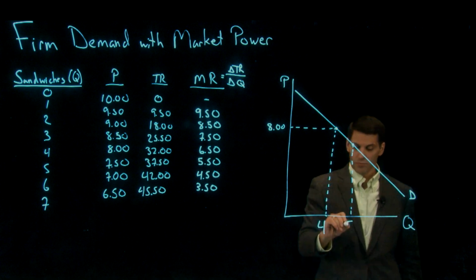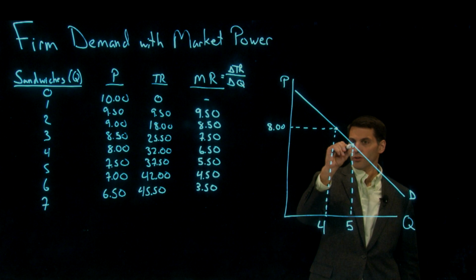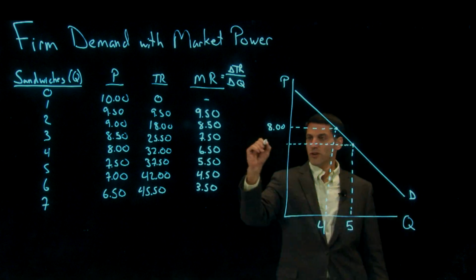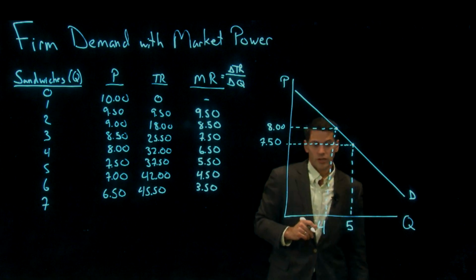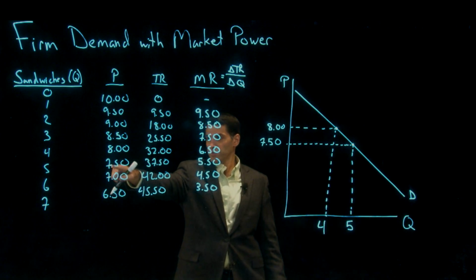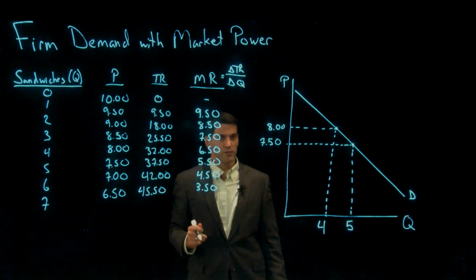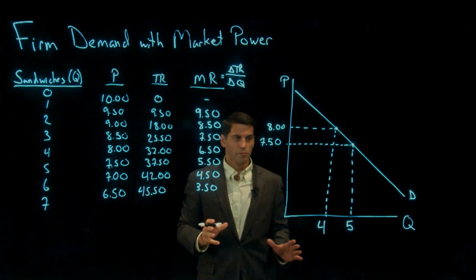And I'm not trying to draw things proportionately here. I just want to make sure we're drawing this so that you can really see what's going on. In order to sell that fifth sandwich, we've got to drop the price from $8 to $7.50. So what does that mean?